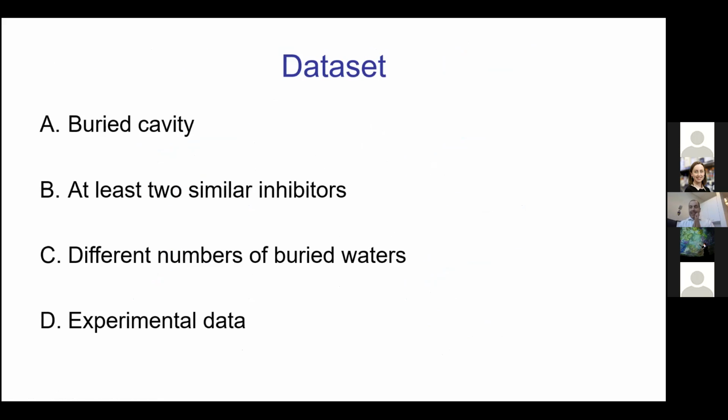In order to test the ability of our method to be used in binding free energy calculation, we built a data set that had 4 requirements. 1, we want to have a buried cavity. 2, to have at least 2 similar inhibitors. 3, to have different numbers of buried waters between the different ligands. And 4, we need to have experimental data for these ligands.